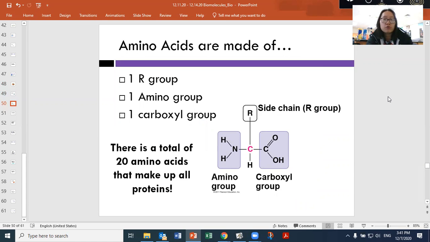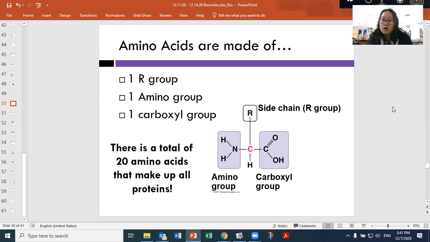So amino acids also have components. They have one R group, which is any kind of functional group that changes the job of the amino acid or changes the job of the protein overall even. There's an amino group, which is where the name comes from, and then there is a carboxyl group, which is the acidic group. So you can show here the amino group, the carboxyl group makes the acid, and then here is the side chain, which is the R group, and it gives it a specific job or function.